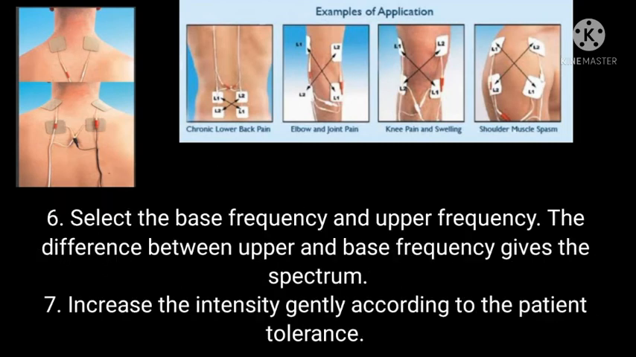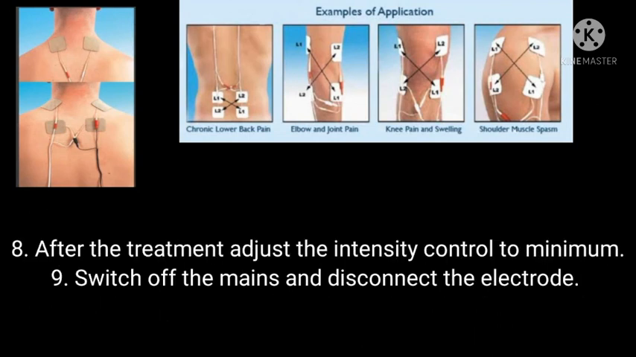Select the base frequency and upper frequency. The difference between upper and base frequency gives the spectrum. Increase the intensity gently according to patient tolerance. After the treatment, adjust the intensity control to minimum. Switch off the mains and disconnect the electrodes.